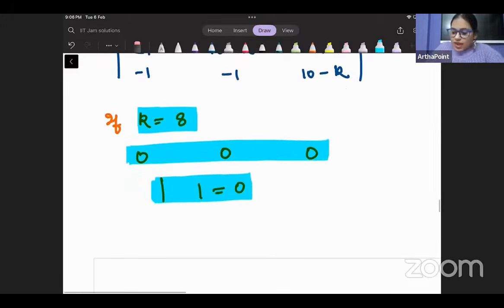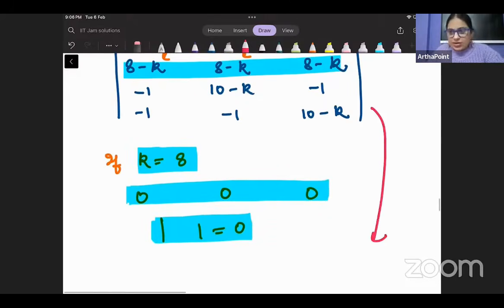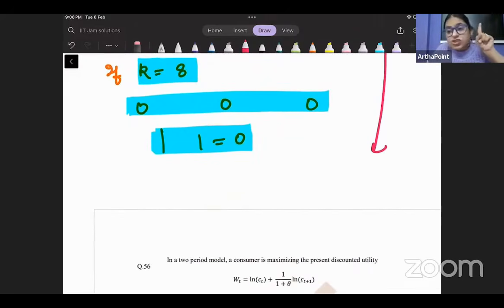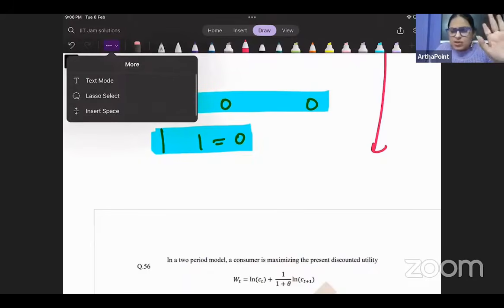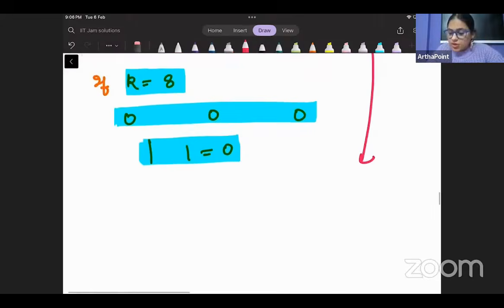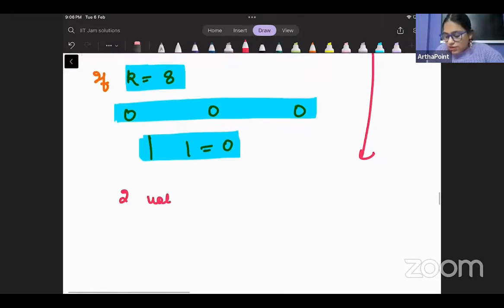So, actually if you solve this further na, agar aap pura solve karoge, तो you will get two values of k at which determinant is 0. अभी जरूरत नहीं है, but I'm just telling you. When you will solve this further, you will get two values of k at which your determinant will become 0.